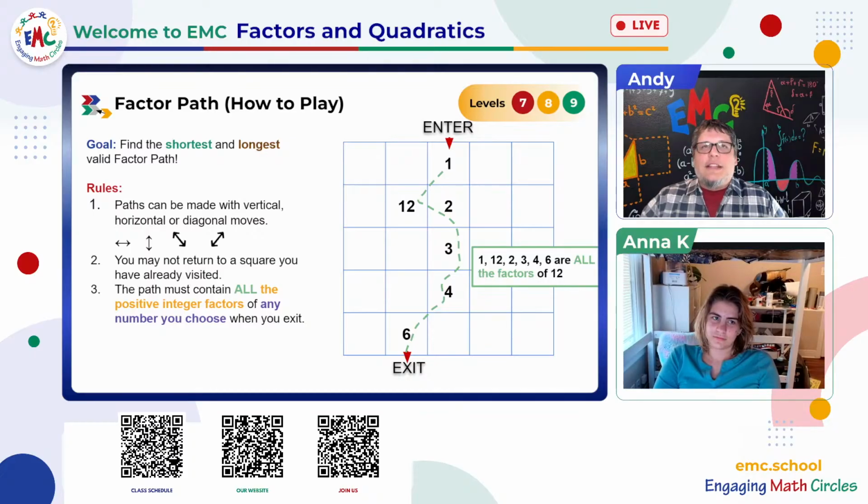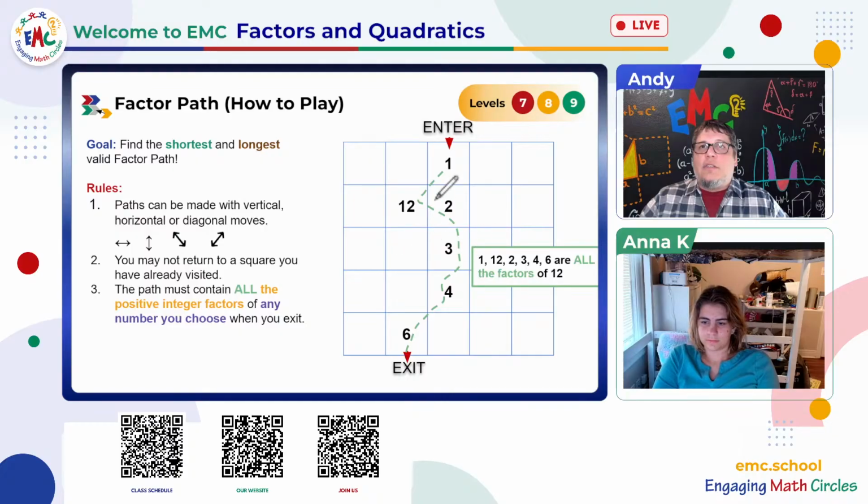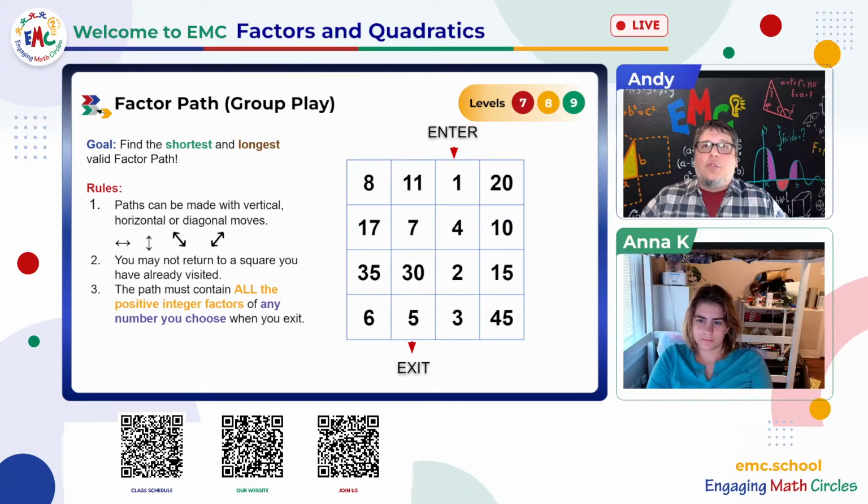Okay, our goal is to find the longest and shortest path that contains all the factors of a specific number. You can choose that number. In this example, they've chosen 12 and they have listed out all the factors: 1 with 12, 2 with 6, 3 with 4. All the factors of 12 occur along this path, but the order doesn't matter. So we want to find the longest and shortest path. And here is our actual puzzle.